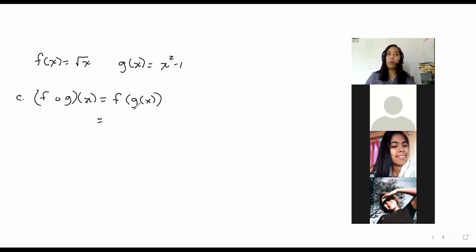Okay, so ibig sabihin ng composite, sa isang function class, meron pang nasa loob niyang function. Okay, so f composite G means f of g of x. So we have f, then the g of x that is equal to x squared minus 1. We're going to plot this in f. This will be our variable in f. So we will just follow the form for f of x. So we'll have square root of x squared minus 1. What is the domain for this one? Square root of x squared minus 1.